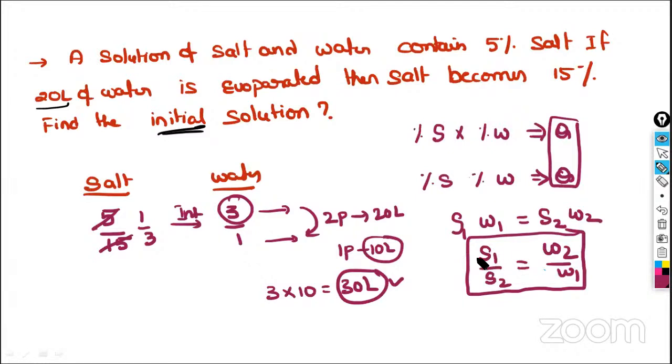Here we are taking the solution, the water. The initial parts are how much? 3 parts. The final part is how much? 1 part. So the decreased part is how much? 2 parts. 2 parts is 20 liters, then 1 part is 10 liters. Then what are the 3 parts? 30 liters. Right? Is everything clear?